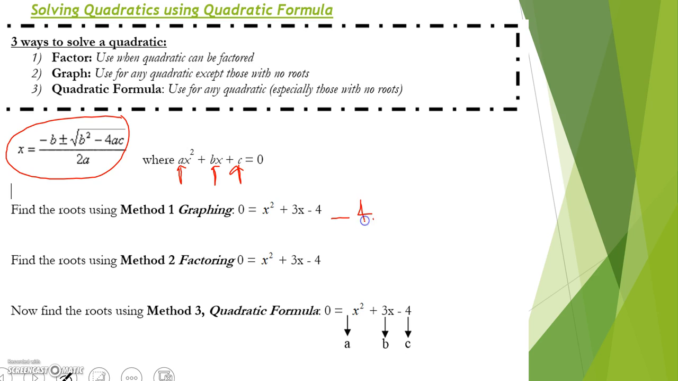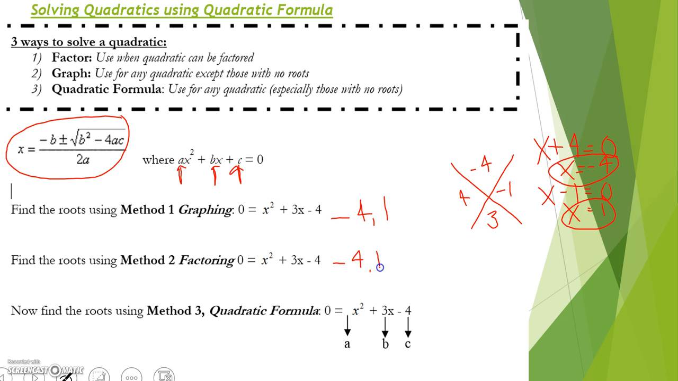So -4 and 1. For factoring, I'm going to put -4 up top, 3 down bottom. To multiply to -4 and add to 3, it's 4 and -1. So my two factors are x plus 4 and x minus 1. So x would equal -4 and x would equal 1. So the same thing, -4 and 1. Either way gets you the same answer, and I think those are fairly easy, but you can use the quadratic formula.